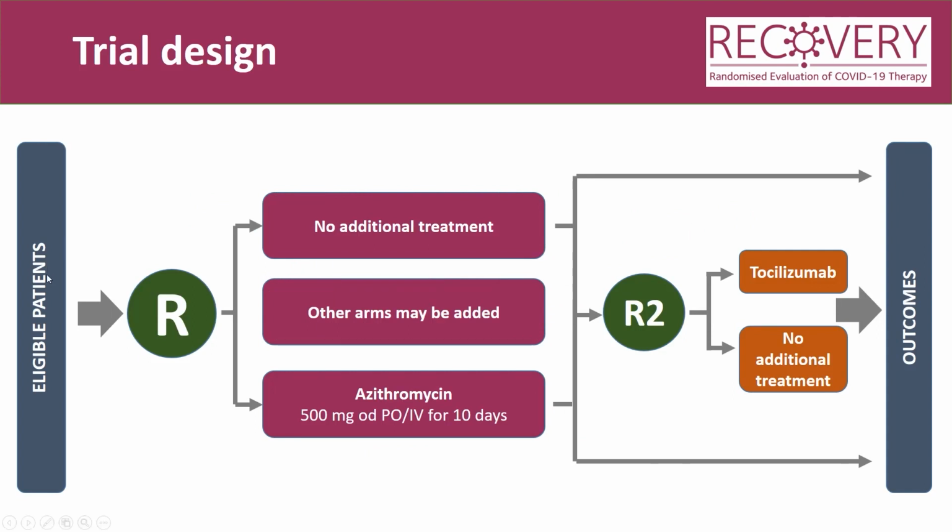Eligible patients, that's those admitted to hospital with proven or suspected SARS-CoV-2 infection, can be randomised between a number of different arms. At the current time, the existing arms are no additional treatment or azithromycin, but it is possible that in the future other arms may be added to this randomisation. And then for patients that deteriorate, there is a second randomisation between tocilizumab and no additional treatment.